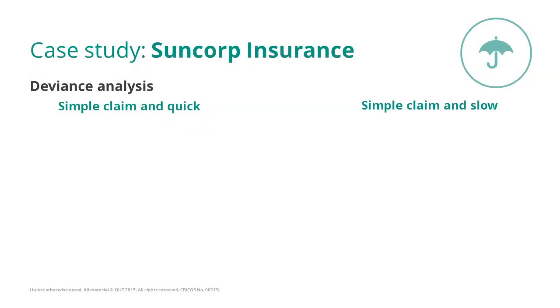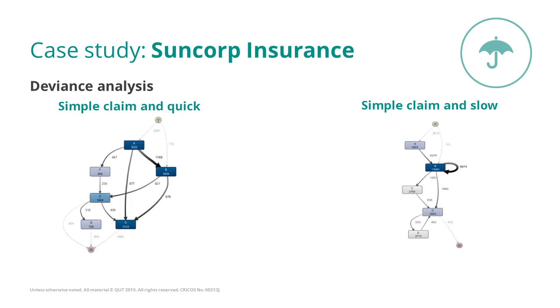In this context, process mining methods related to deviance analysis were applied. The idea was to take the log related to simple claims and divide that into two sublogs, one related to simple claims that are fast, so within 5 days, the other related to simple claims that are slow, and then to automatically discover a process model, in this case a fuzzy net, from each of the two logs.